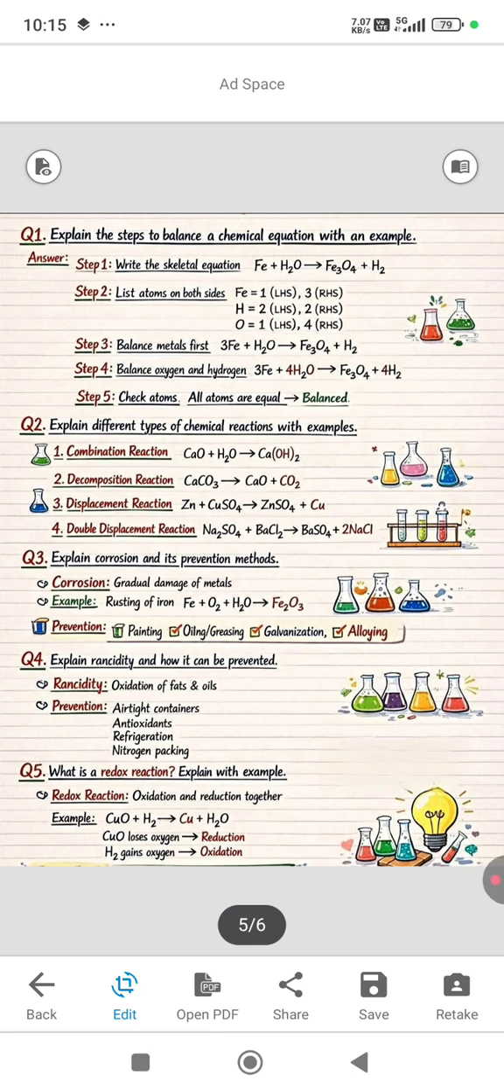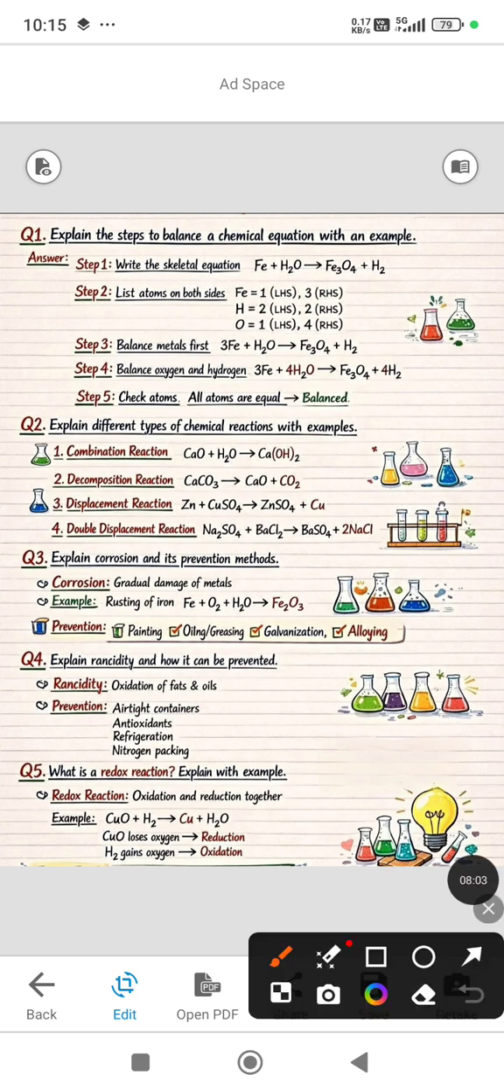Now, explain the steps to balance a chemical equation with example. Step 1, write the skeleton equation. Step 2, list atoms on both sides. Here, Fe is 1 on the left-hand side and Fe is 3 on the right-hand side. And here, H is 2 on the left-hand side and H is 2 on the right-hand side. Here, hydrogen numbers are balanced. Here on the left-hand side O is 1 and on the right-hand side oxygen is 4.